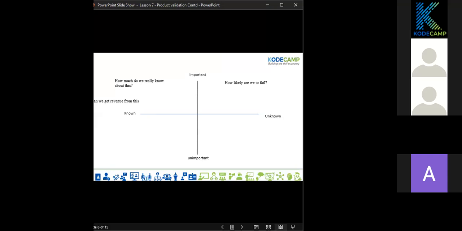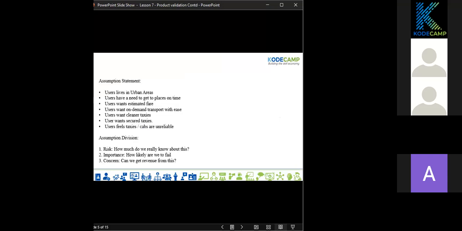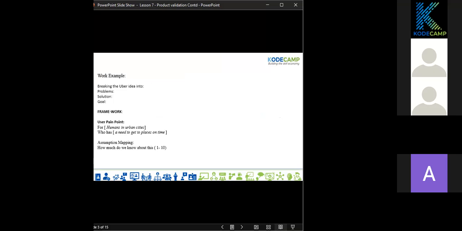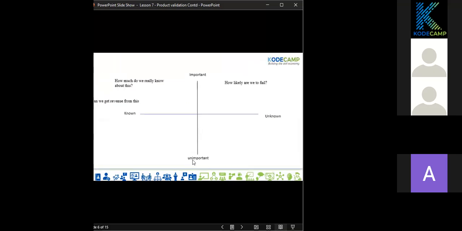It's important for you to know about this question. I learned from this: you get an idea of how you can get revenue, but the point of validation is not important. It's important to know how likely you are to fail, even though you don't know how it's going.